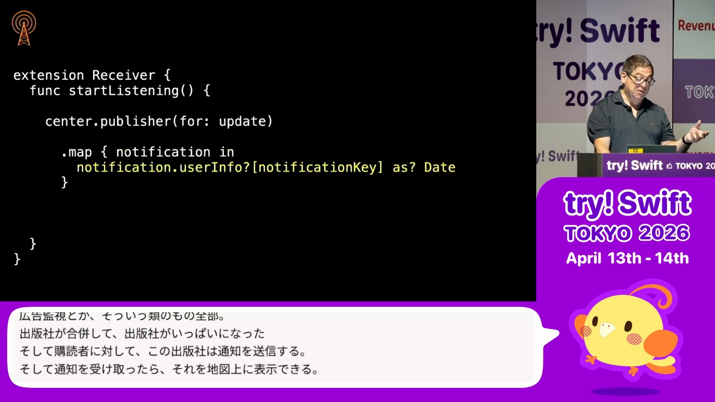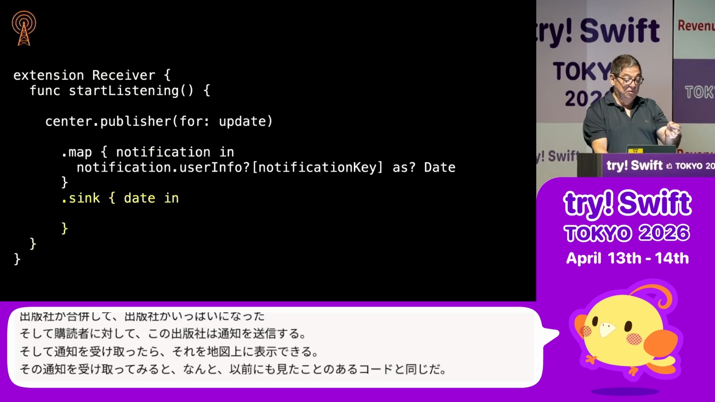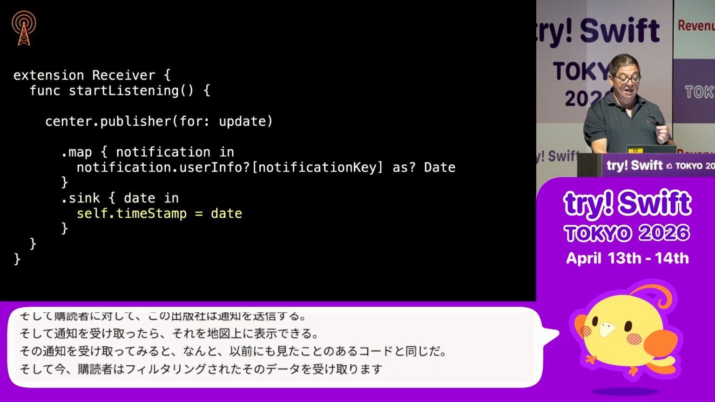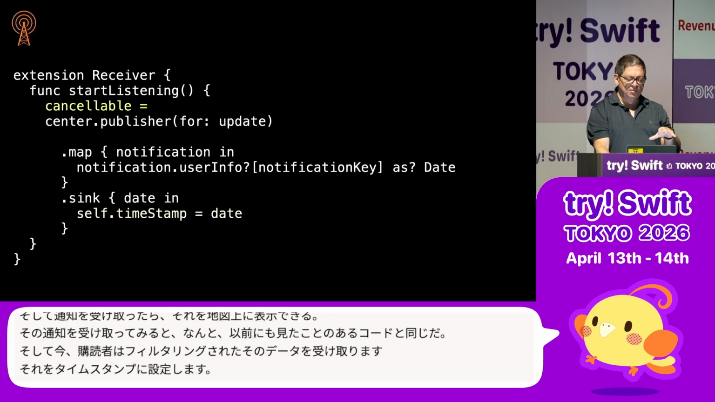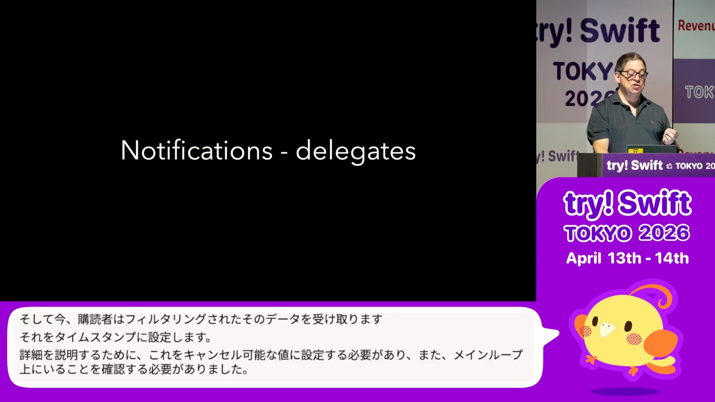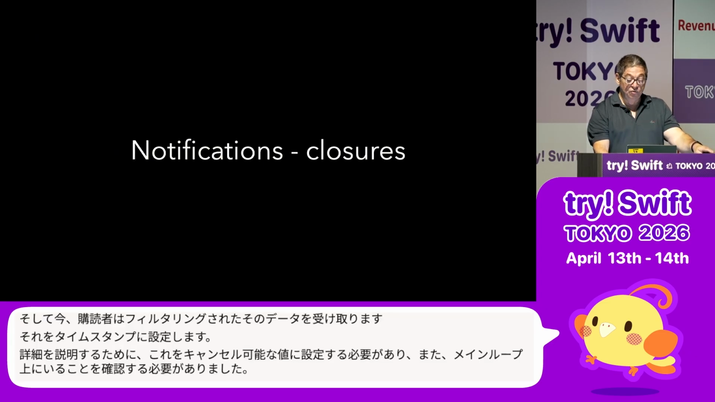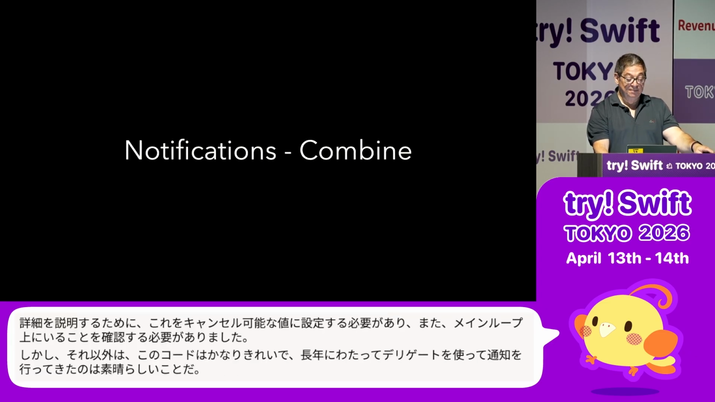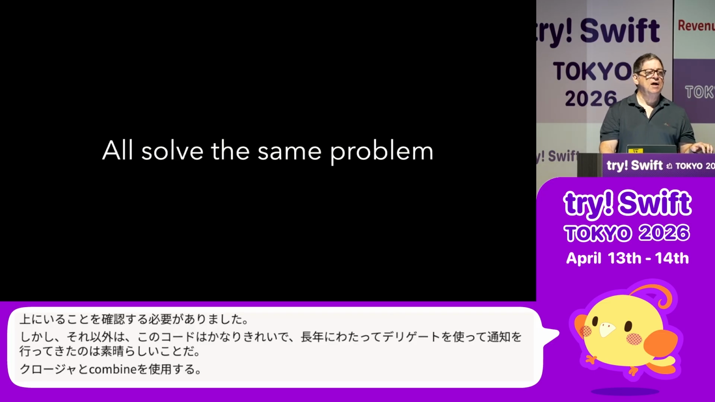And now a subscriber takes that date that's been filtered through and sets that to our timestamp. Now there were some details. We had to set this equal to a cancelable, and we had to make sure that we were on the main loop. But other than that, this code was pretty clean, and it's pretty neat that over all those years, we did notifications using delegates, using closures, and using Combine. They all solve the same problem.